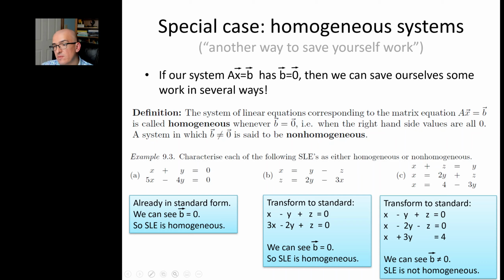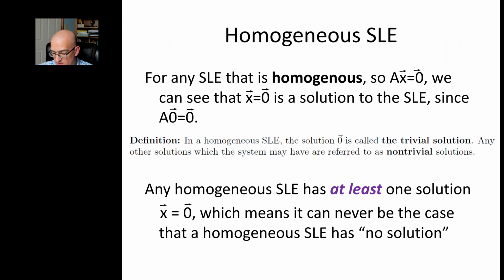The last one, we do the same transformation, we bring it to standard form, and we see that one of the equations, the fourth equation, has an equals 4 on the right-hand side. That means it's not homogeneous. That's just classifying them based on whether or not they're homogeneous.